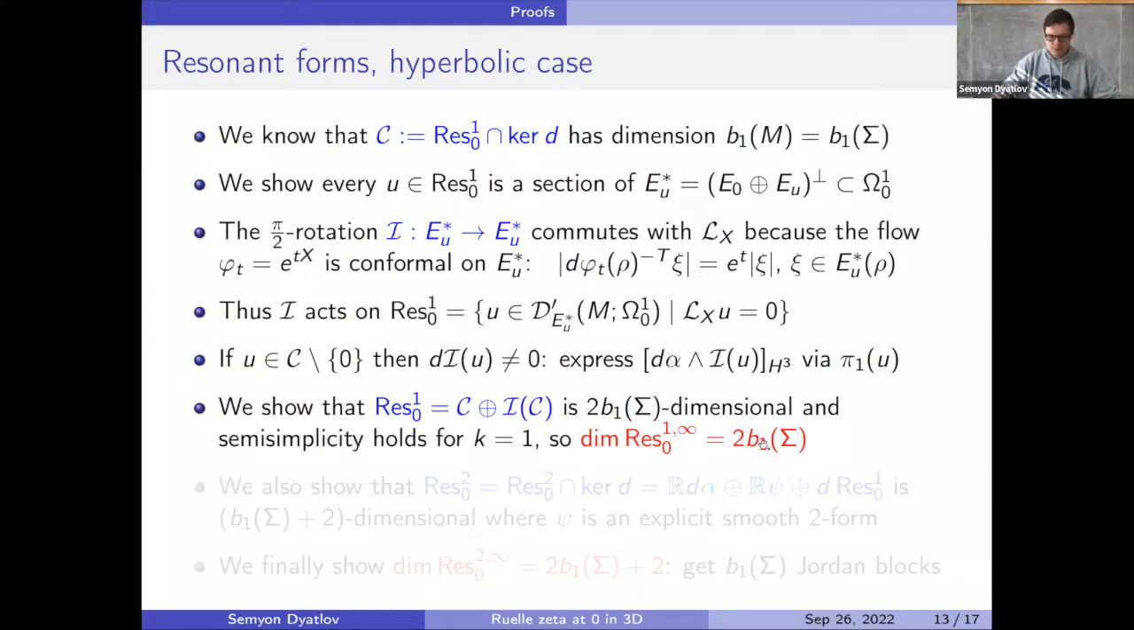So there are no Jordan blocks here, it turns out, and the dimension is twice the first Betti number because we have these extra things that are not closed.